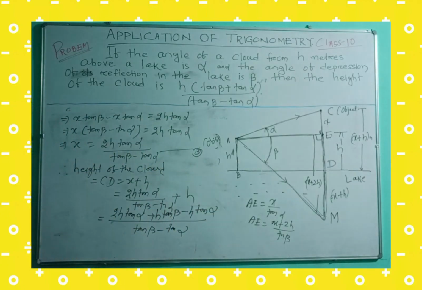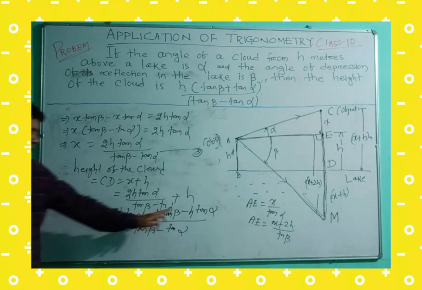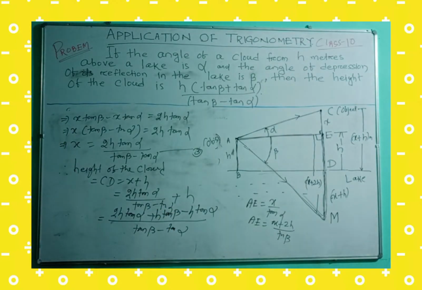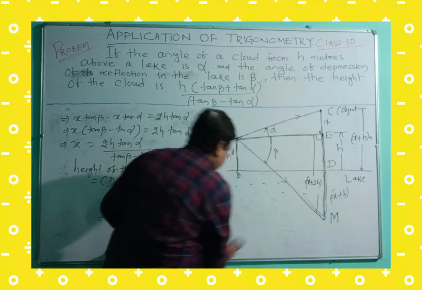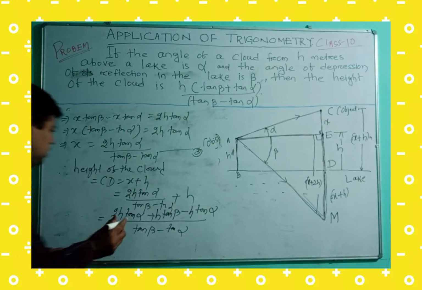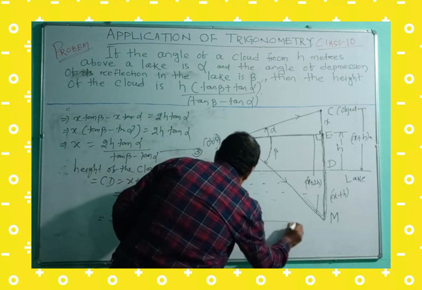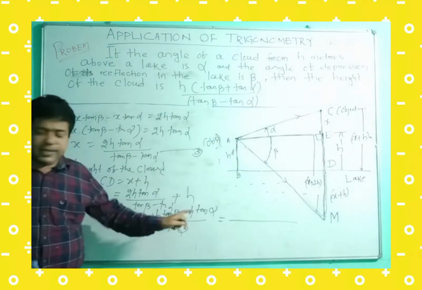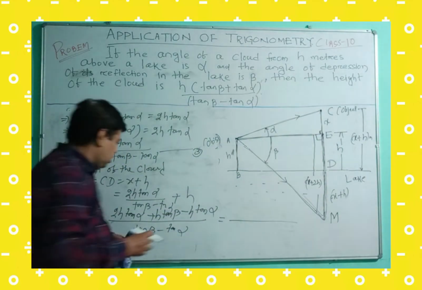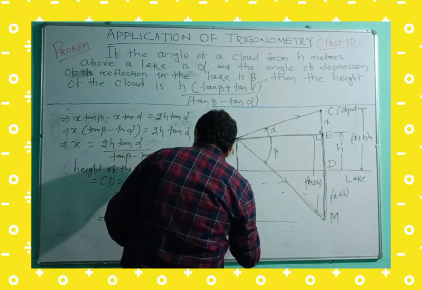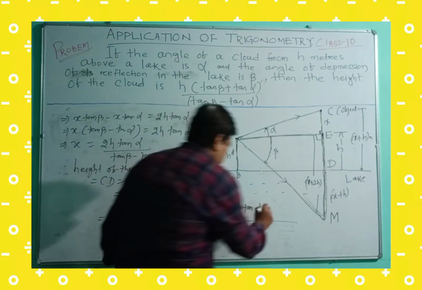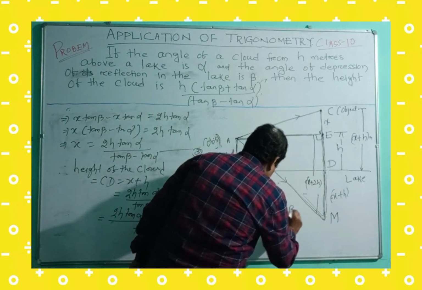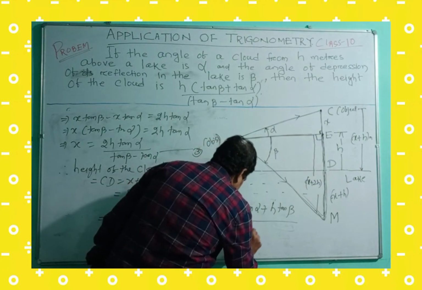Yes or no? Okay. Now you see 2h tan alpha minus h tan alpha. What is the value? It will be h. Look at this point here. Understand? And it will be, you see, 2h tan alpha minus h tan alpha. What is the value? h tan alpha. So it will be h tan alpha plus h tan beta divided by tan beta minus tan alpha.